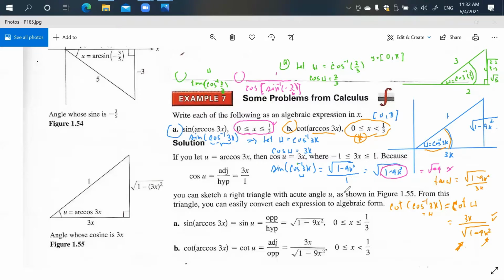Okay, I think that's all for inverse trigonometric functions, and the rest you're going to practice with questions. After this, we're going to have combination questions, which are harder than this one.